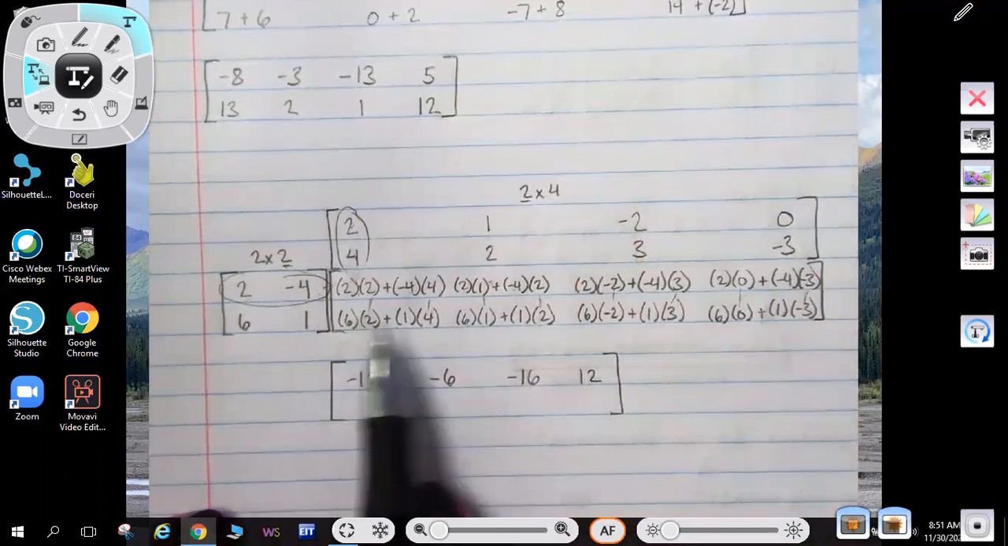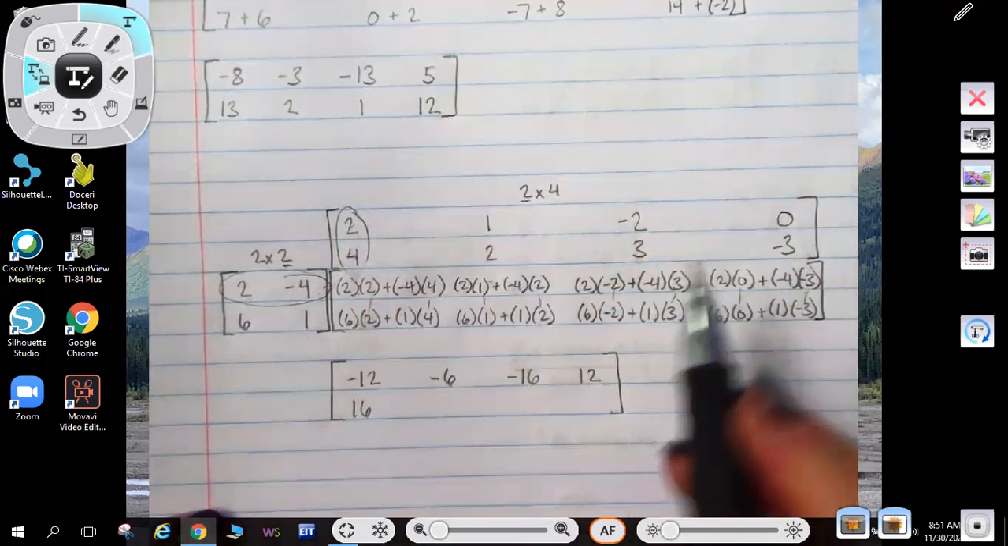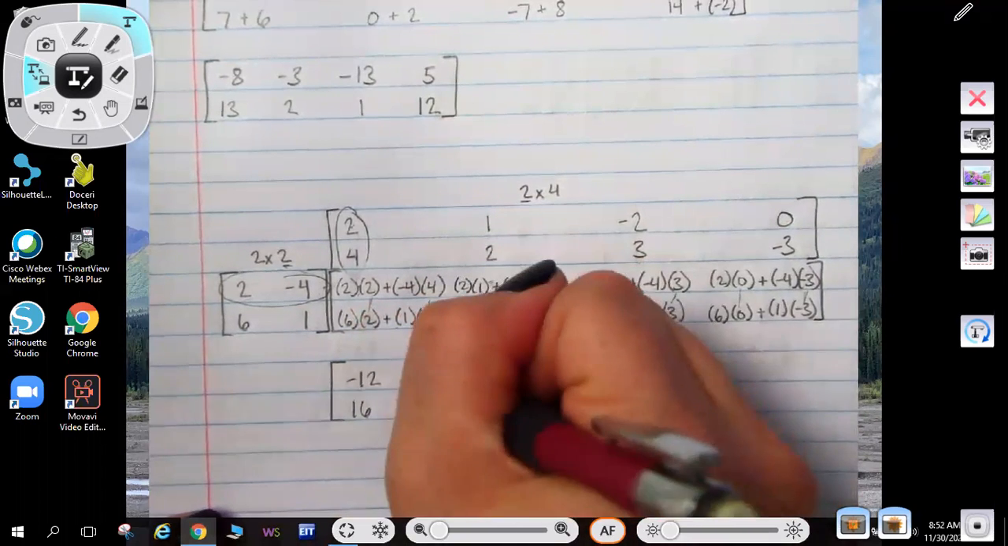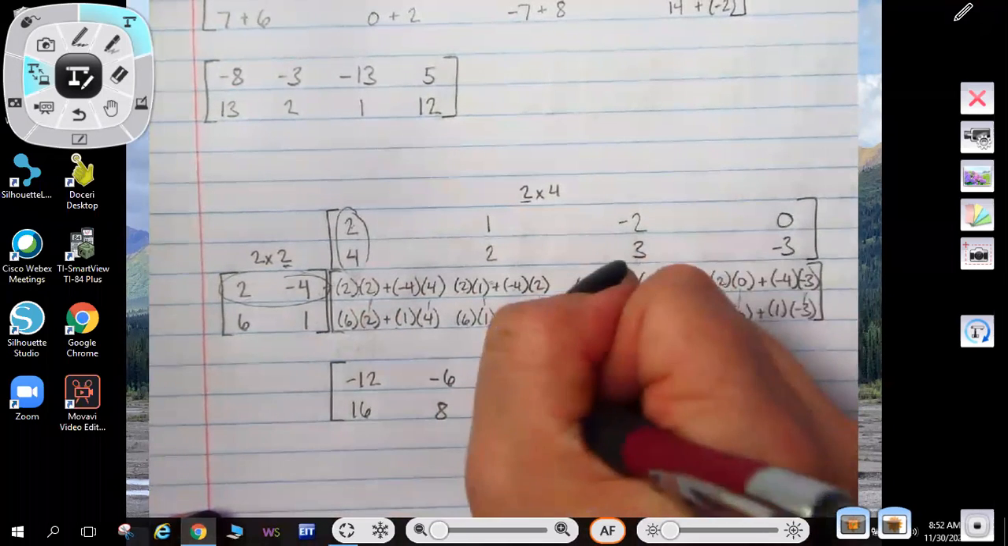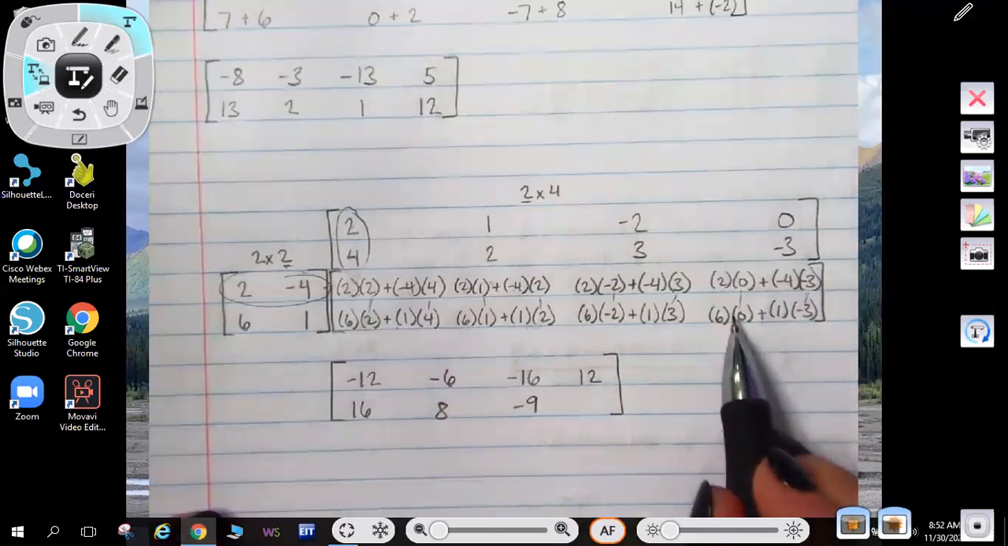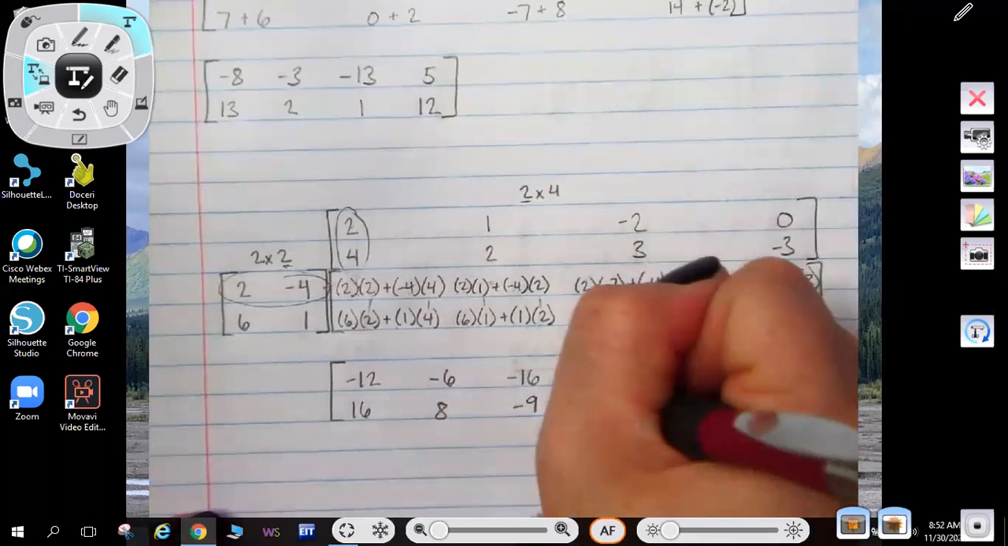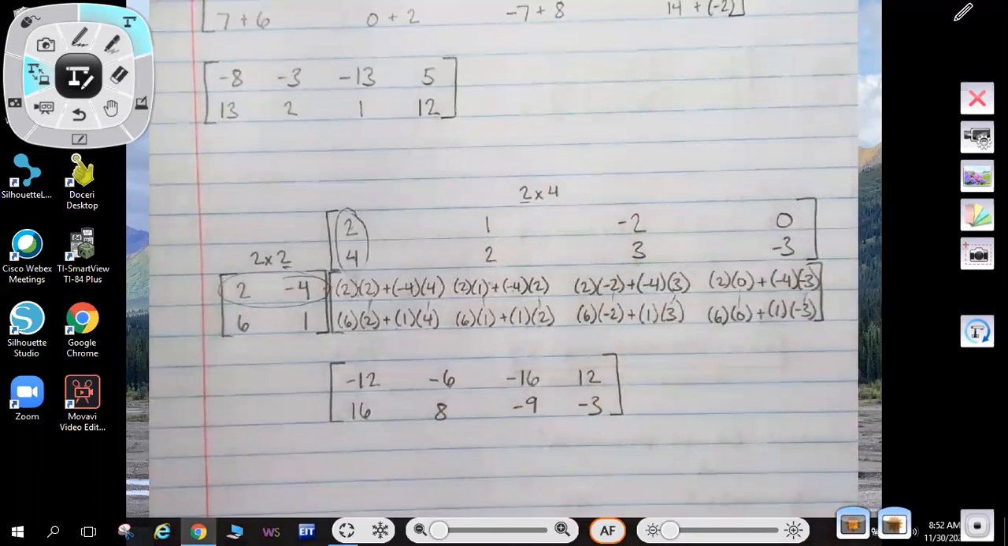Second row, we've got 12 plus 4 to get 16. 6 plus 2 to get 8. Negative 12 plus 3 to get negative 9. And 0 plus negative 3, we get negative 3.